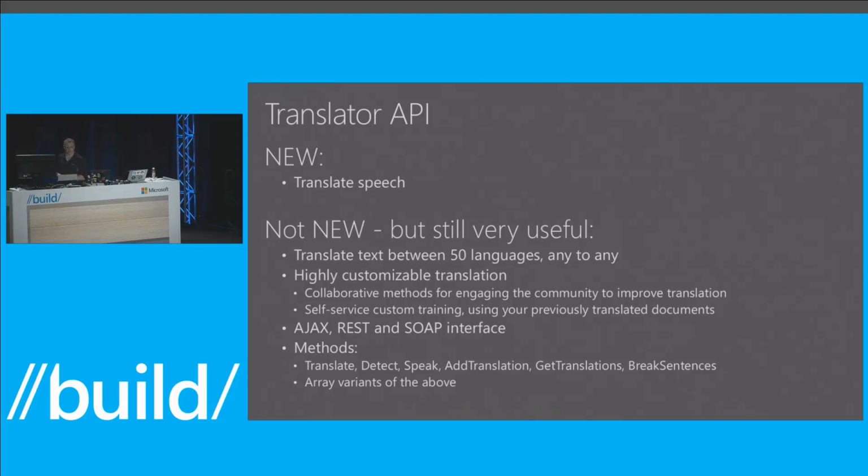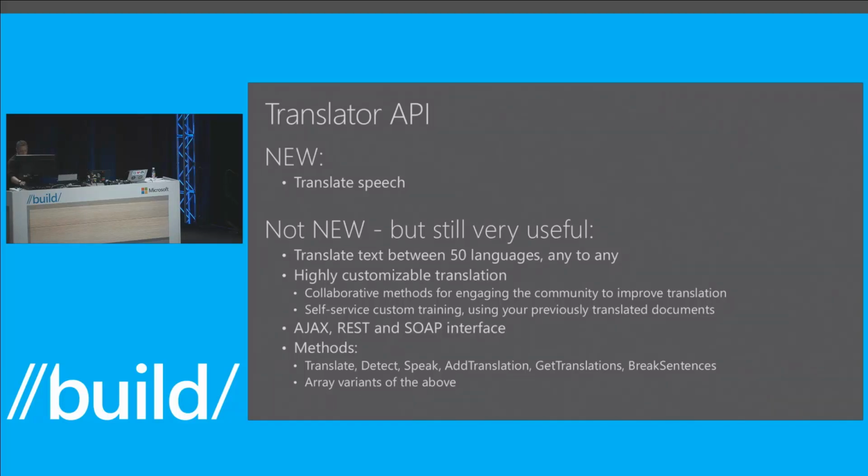There are a number of interfaces onto this API, including AJAX, REST, and SOAP. What we can see here is a list of the various APIs that are supported. Translate's the obvious one. Detect is kind of interesting, and we're going to be using this as part of the API set that we're going to be calling in the application in just a second. So what you can see is that there's obviously a number of different APIs that you can use inside of your application to support translation.